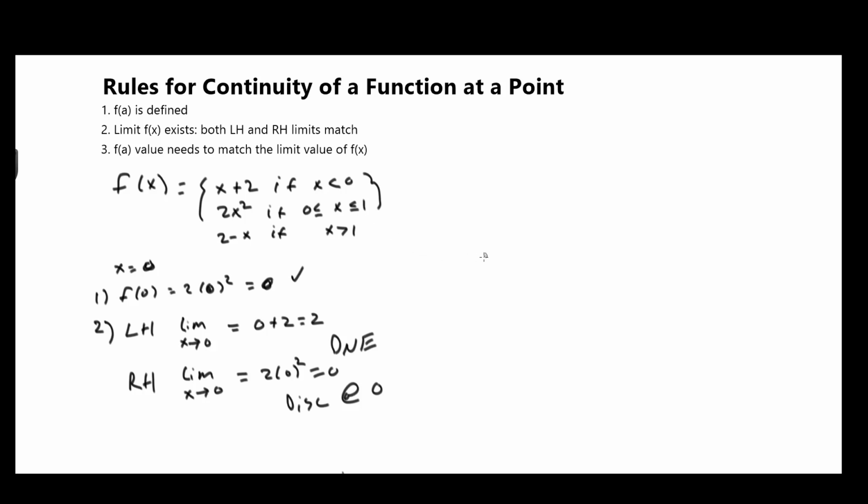Now for point 1. So we'll go down our list here. Once again, the only function that has a definite answer at 1 is this one, since it's less than or equal to 1. So we'll plug our 1 into the x squared. That's equal to 1.